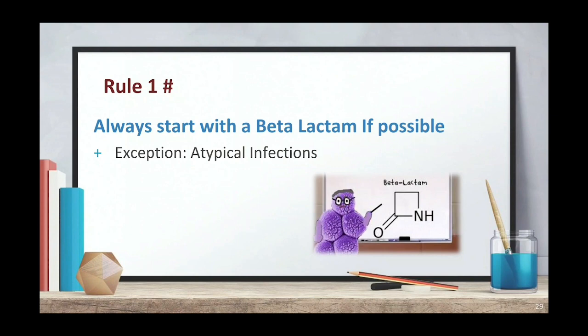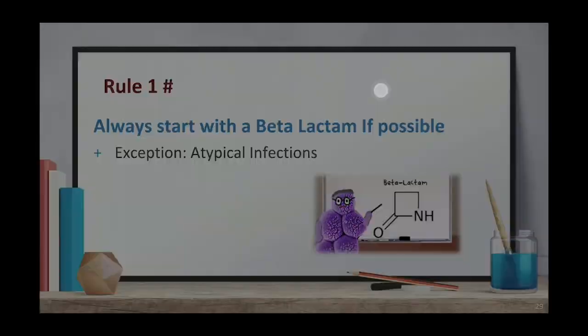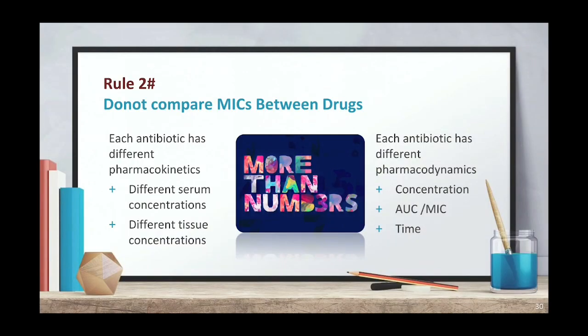Exceptions include atypical infections. Rule 2. Do not compare MICs between drugs. When selecting an antibiotic, keep in mind that factors in addition to MIC are important. The location of the infection is important because lipid-soluble drugs reach higher levels in the tissue than they do in serum. Drugs excreted by the kidney may reach higher concentration in the bladder. Also, some drugs are more effective against gram-negative bacteria than gram-positive bacteria and vice versa. Species considerations are also important because certain antibiotics are toxic in some species.